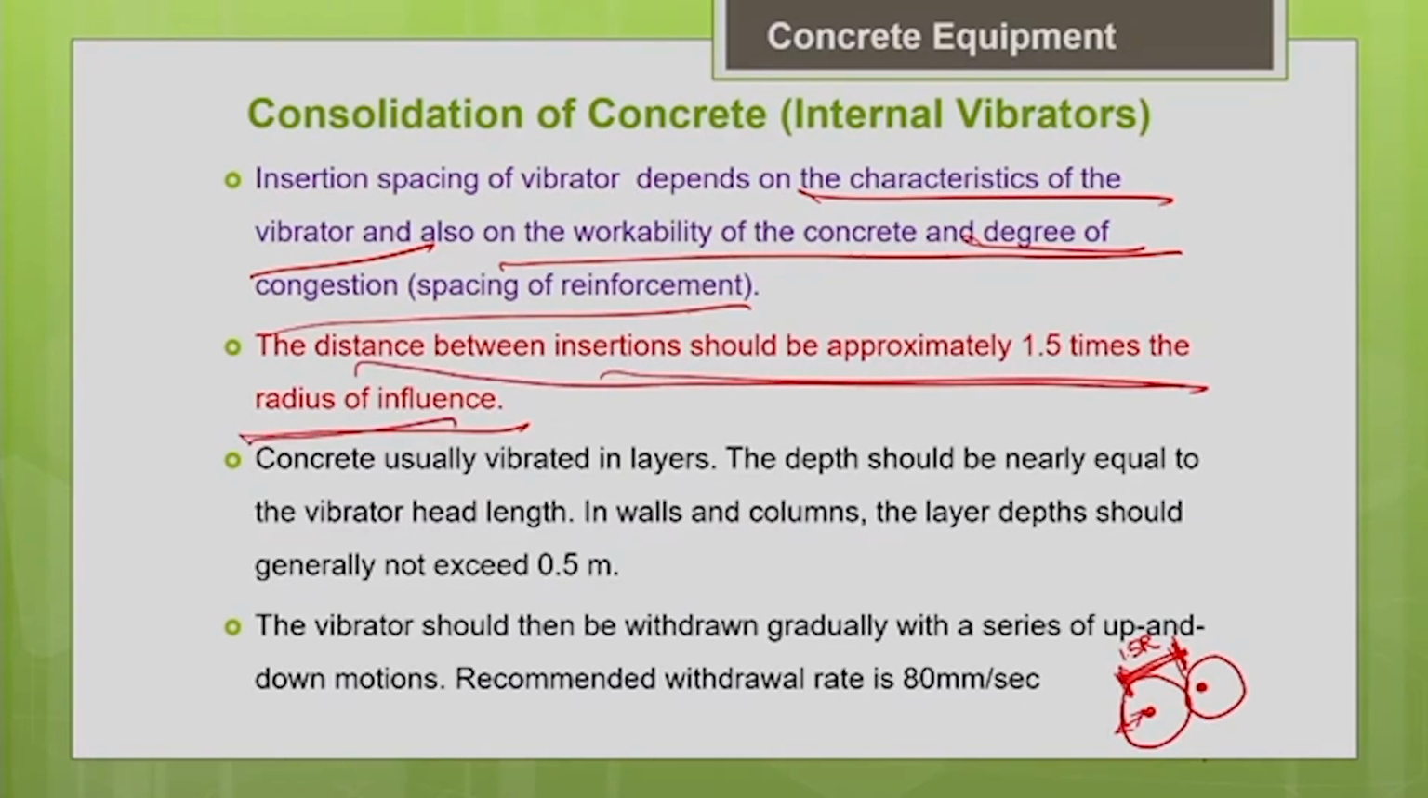But the basic guideline is that the distance between insertions should be approximately 1.5 times the radius of influence. See, if this is your insertion point, r is called the radius of influence or the radius of action of the vibrator, and the distance between the two insertion points should be 1.5 times r.